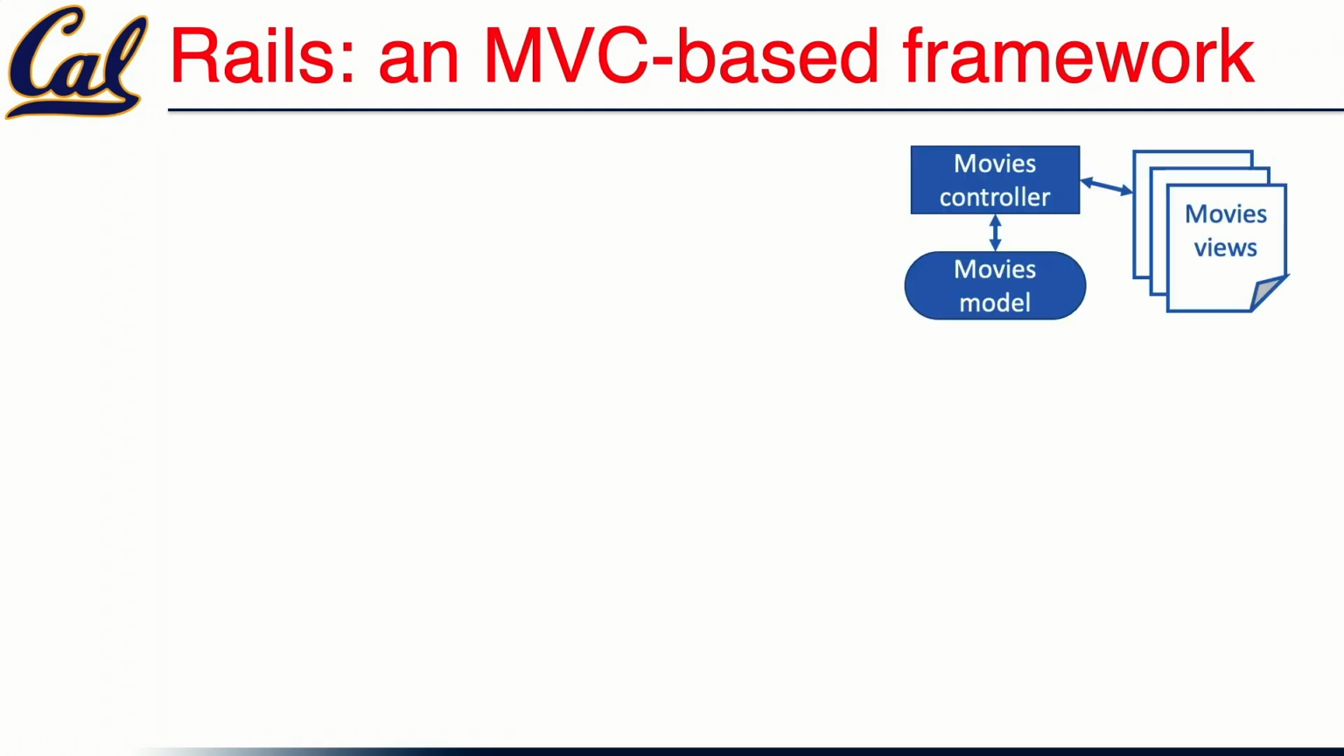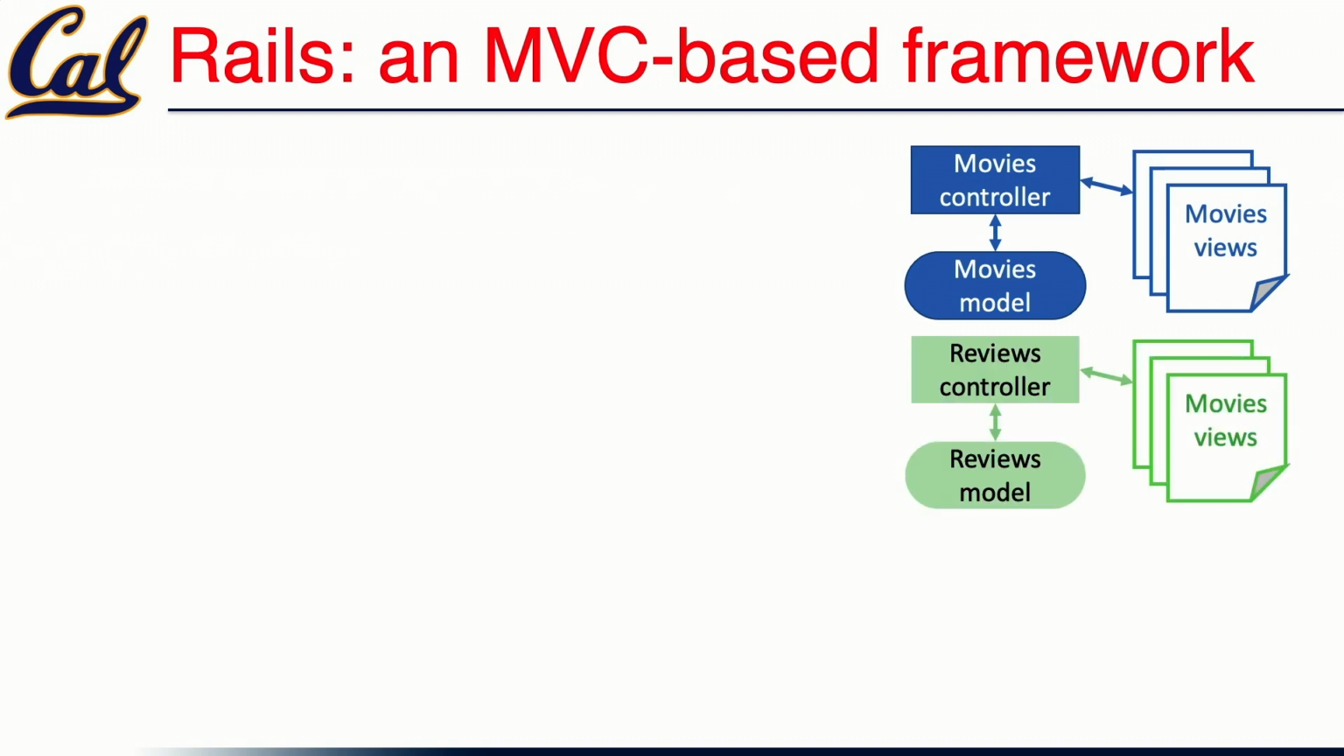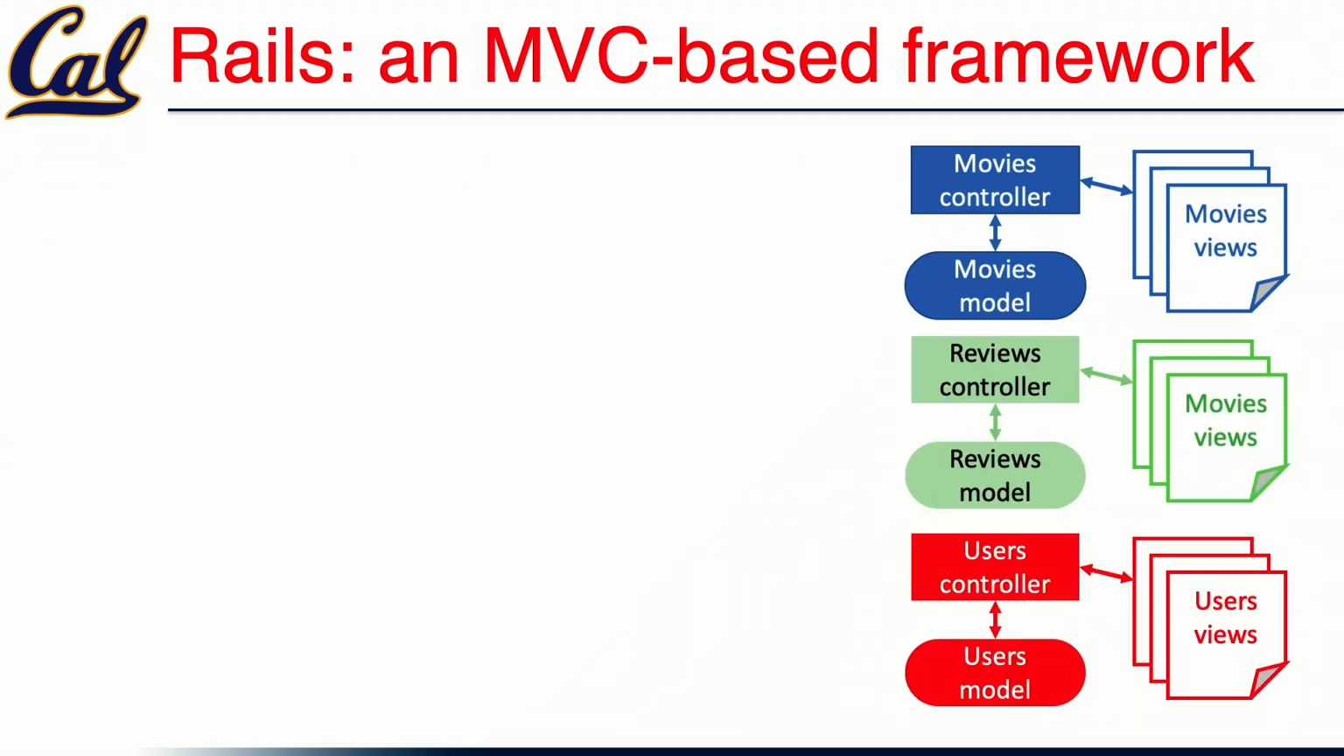Well, for one thing, that means that each kind of thing that an app manipulates, so going back to our movie example, there's going to be a controller, a set of views, and a model that is related to that kind of thing. So in our simple movie app, there's a resource for movies, there's another resource for reviews, and there's a third resource for users. There may be more things too, but at its most basic level, we need three kinds of things.